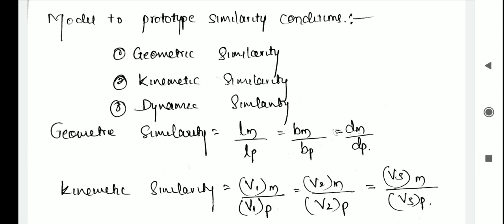Complete similitude demands that the system in question, that is the model and the prototype, be geometrically, kinematically, and dynamically similar.